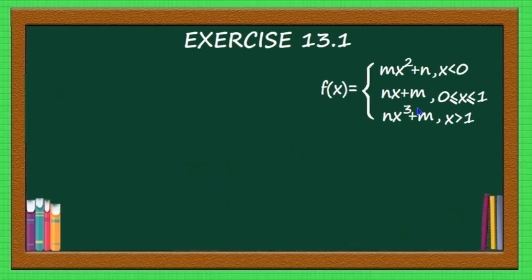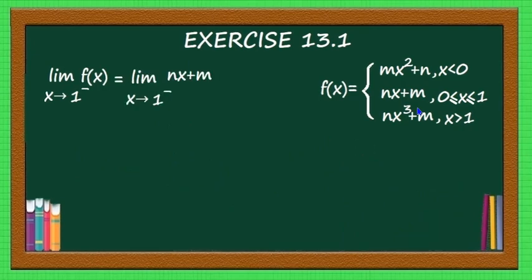Therefore, limit as x tends to 1 minus of f of x is equal to, 1 minus means slightly less than 1. When it is less than 1, how is it defined? nx plus m. See here, nx plus m. Put x equal to 1 here, n into 1 plus m, that's equal to n plus m.